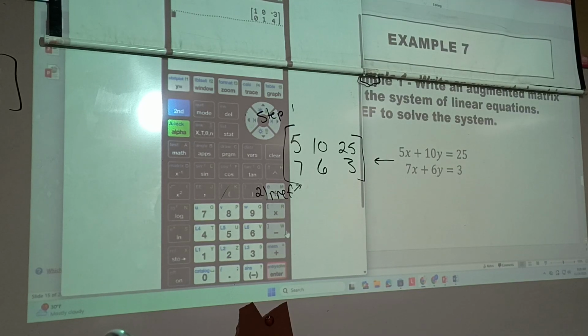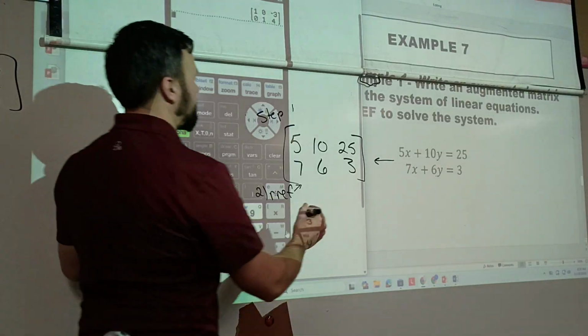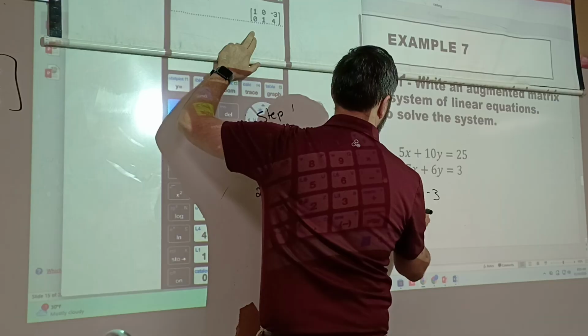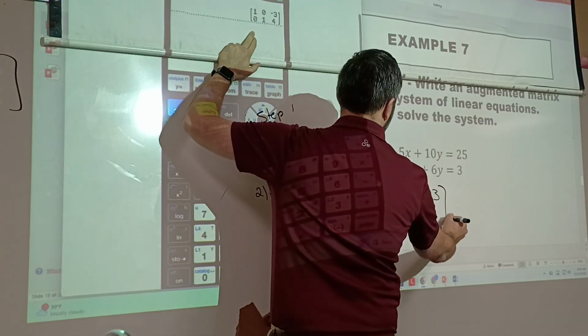All right, let's go over this. So when you reduce row this beast, we got what? 1, 0, -3, 0, 1, 4, right? What does that even mean?